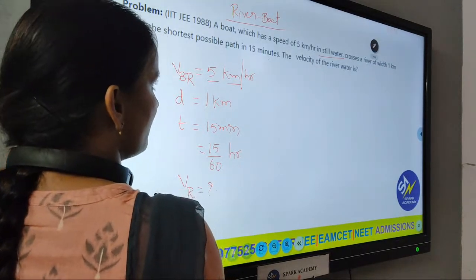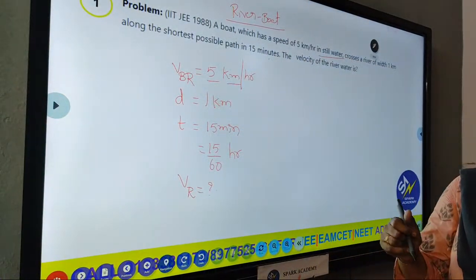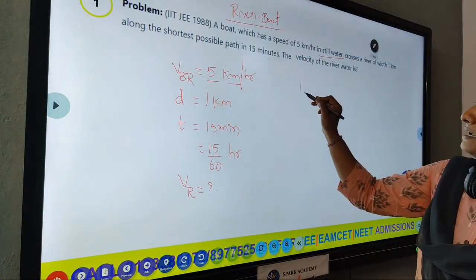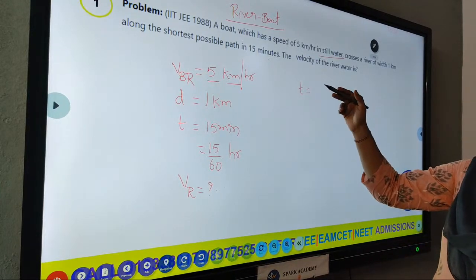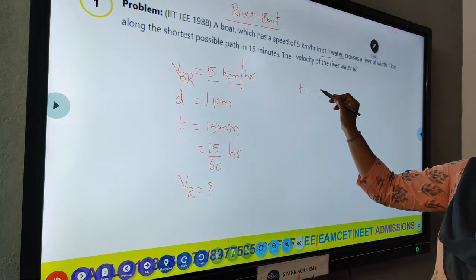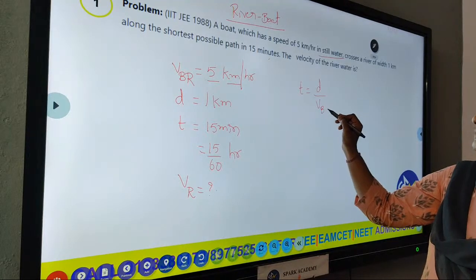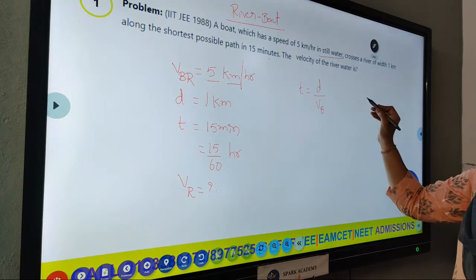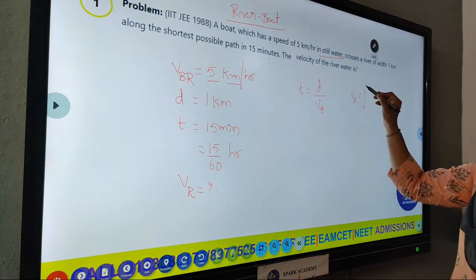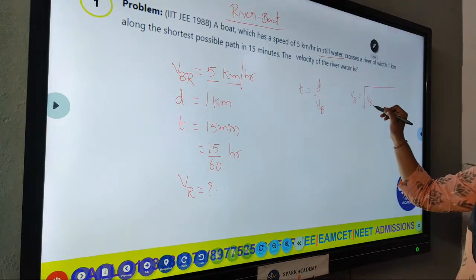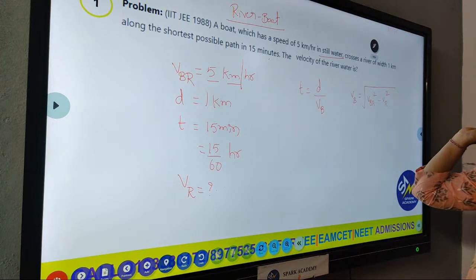So here we have to take the third case in our concept, that is the shortest distance. The time taken to reach the opposite bank in the shortest path is the distance between the banks divided by the velocity of the boat. And from the third case, the actual velocity of the boat is the square root of VBR square minus VR square.